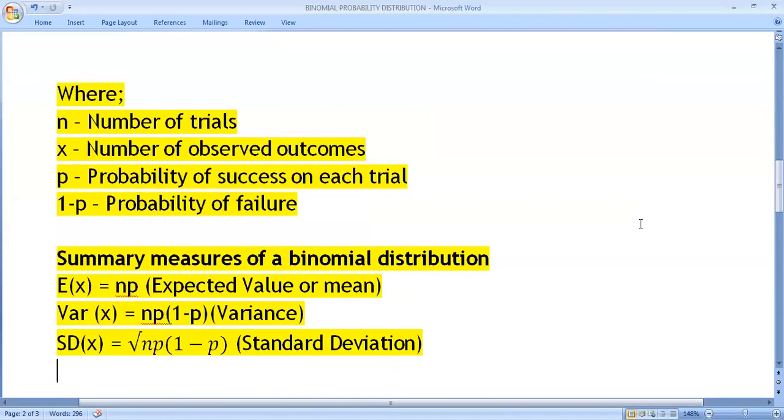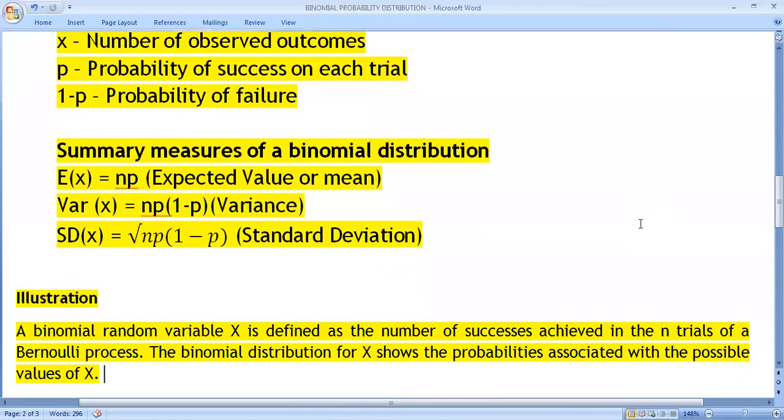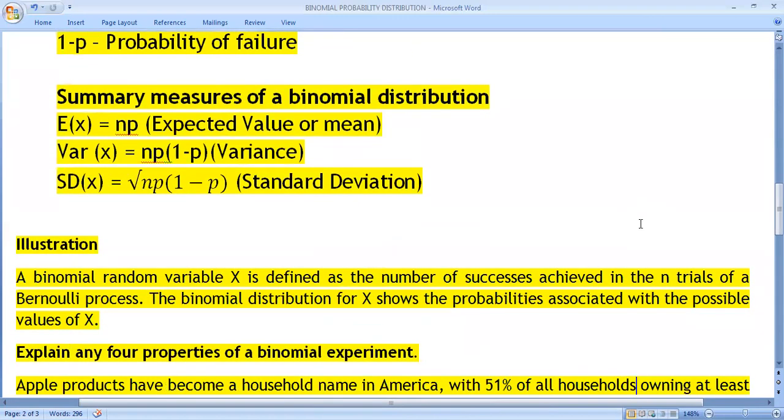Of course, we need to know the summary measures of a binomial distribution. That is the expected value or mean, the variance, as well as the standard deviation. Expected value is computed as n times the probability of success. Then the variance is the expected value times the probability of failure. Standard deviation is the square root of the variance. I have an illustration here, which I can use to see how we can apply the formula and also how to come up with the summary measures of a binomial distribution.